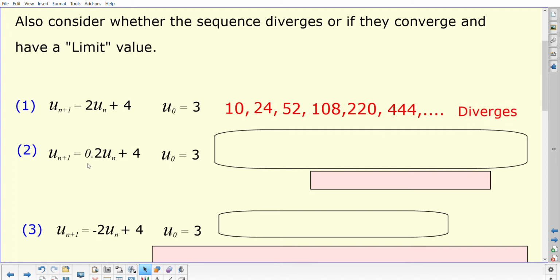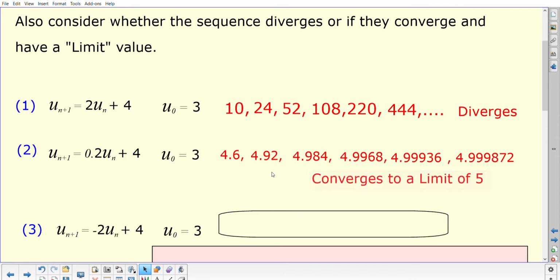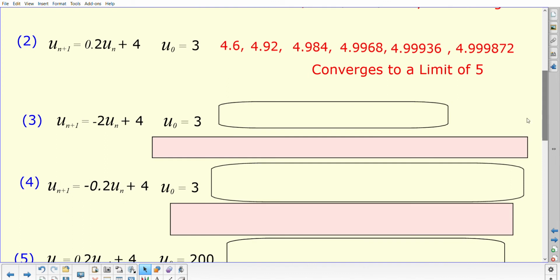This next one is quite similar to the one that we just looked at, but again the number in front of the u(n) isn't 0.5 this time, it's 0.2. We've got that added on 4, and the sequence that produces, and you can check this on your calculator, is this sequence. This is the first sequence of 6 numbers, and if you keep pressing equals beyond these 6 numbers, eventually it converges to a limit of 5.